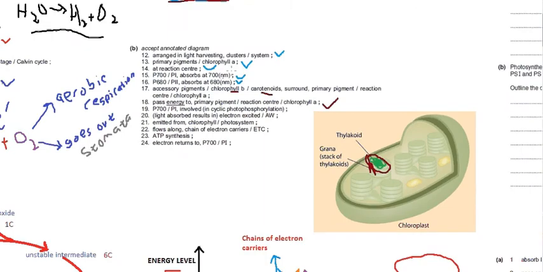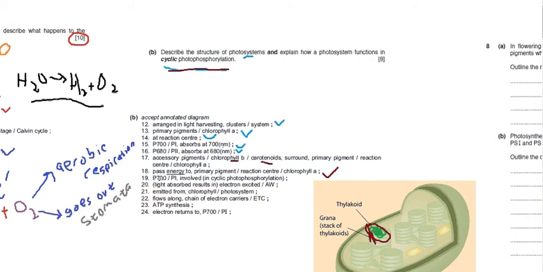Now from here we are mentioning the second part, how a photosystem functions in cyclic photophosphorylation. So we say first P700 is involved in cyclic photophosphorylation. Now this starts over here. Light absorbed results in electrons getting excited and emitted from chlorophyll of the photosystem, flowing along a chain of electron carriers, ATP synthesis. Electron returns to P700.